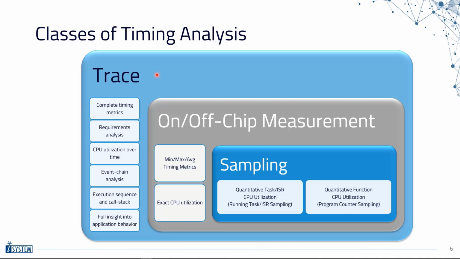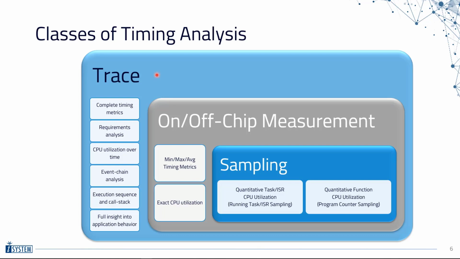From measurement, you basically get exact timing information of things like functions or tasks by measuring the time between entry and exit. From this, you can derive min, max, average metrics and calculate CPU utilization. But you cannot analyze, for instance, function call sequences or event chains.